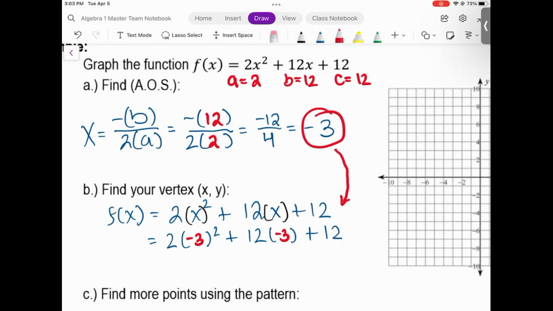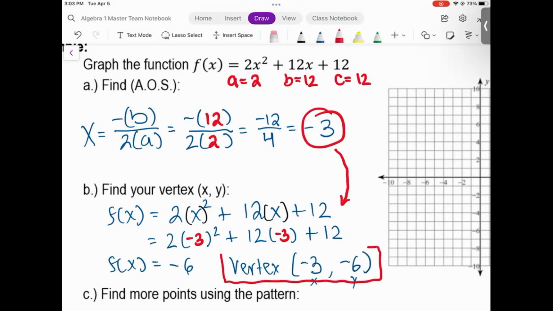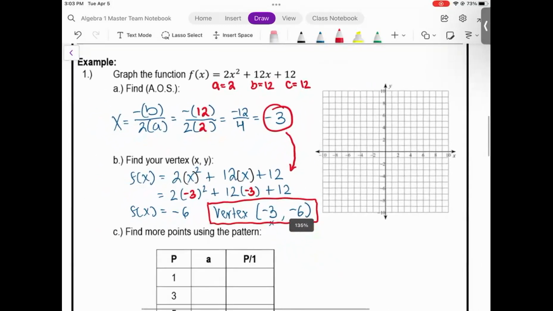Okay, you're going to put all of that into the calculator and you should be getting negative 6 as an answer. So that means that your vertex is negative 3, which is your x value, comma, negative 6, which is your y value. All right, so we just found the most important point.